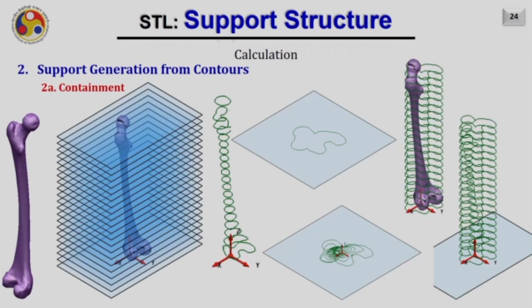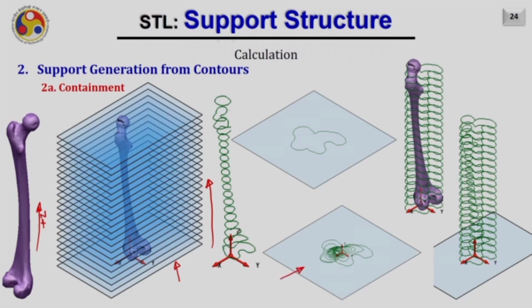So as per the containment method, to understand it better, let us consider an example. For example, we want to build a support structure for realizing this bone in this direction. So this is the build direction for this bone. As said, first we will consider the intersection between the slicing plane and the bone. The intersection between the slicing plane and the bone will give you nothing but a series of contours like this. Now the next step is to project all these contours on the base plane like you are seeing here.